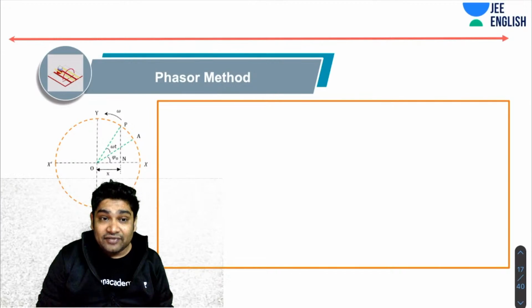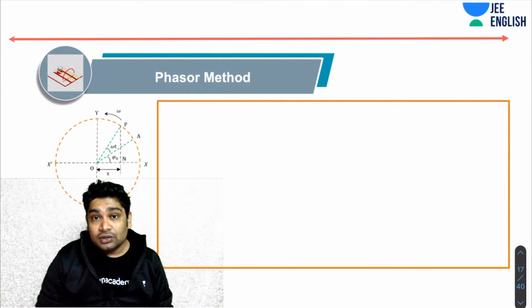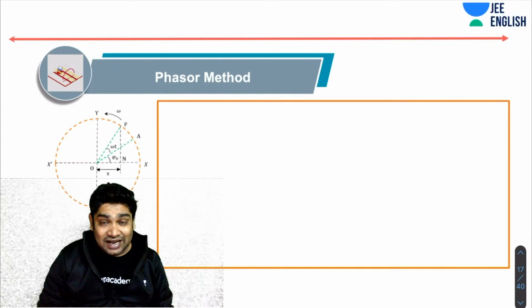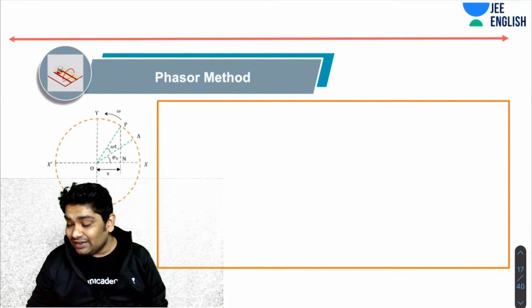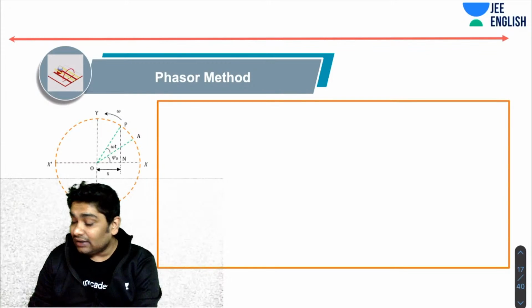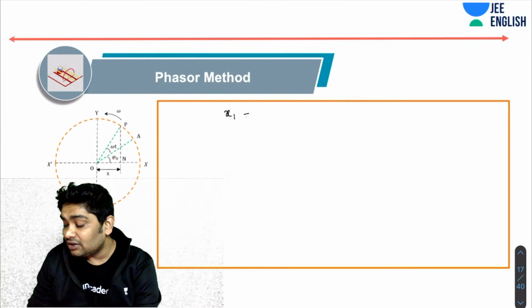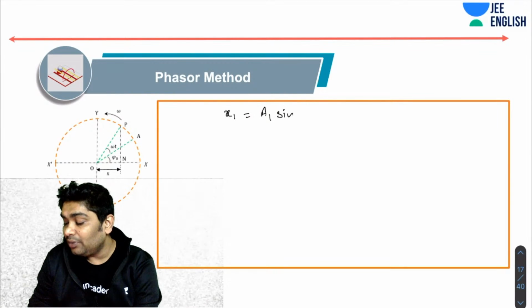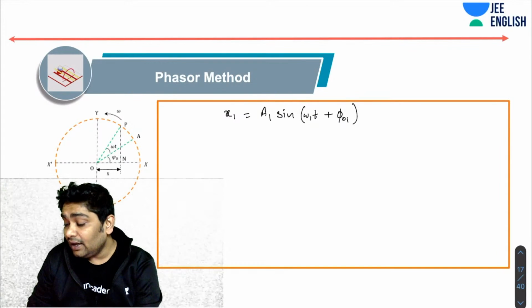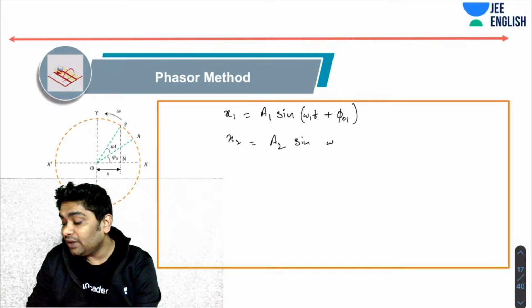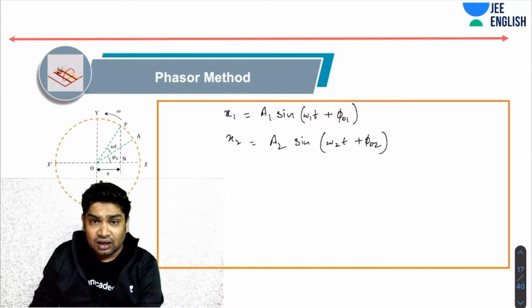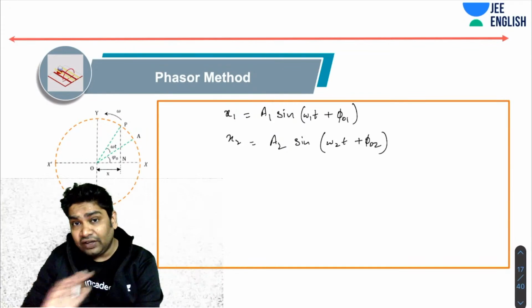The other method is the Phasor method. Now that's a more generic approach. So using phasors, you could have added the two SHMs and found the resultant motion. So in general, let's take a very generic case. x1 would be A1 sine of omega 1 t plus phi naught 1, and x2 would be equal to A2 sine of omega 2 t plus phi naught 2. Let's imagine I have a very generic case of two very different SHMs.